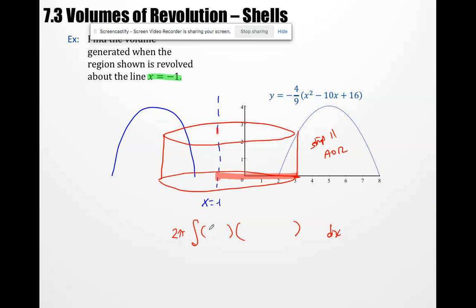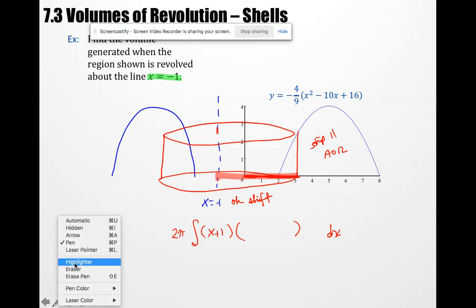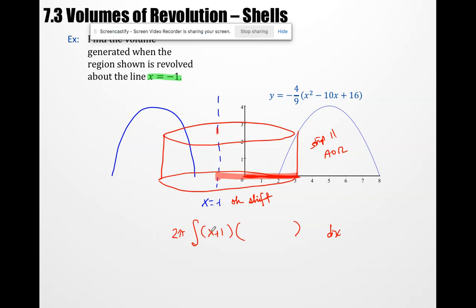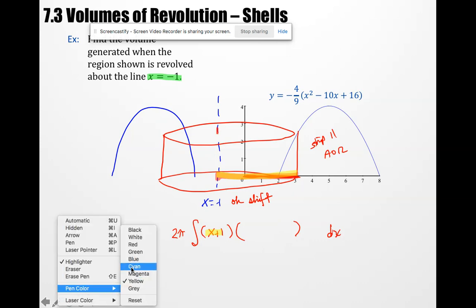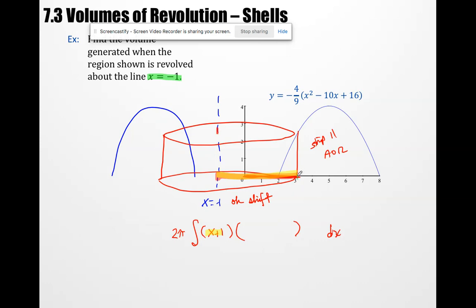That radius is not just x. Oh no. Your radius has been shifted. So your radius isn't just x. It's not just 3. How long is your radius? It is whatever your x value is plus 1. What's your height? Your height goes from the bottom of your cylinder to the top. What is that? That is just the function height.